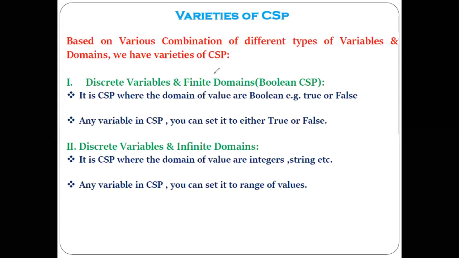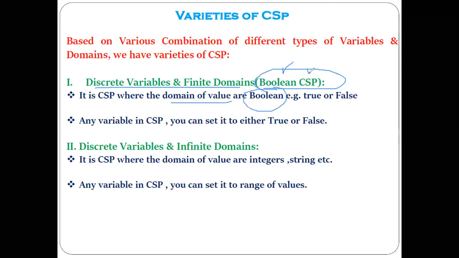Number of times we have already discussed what is meant by the variables and the domains. Based on that, the first variety of CSP, constraint satisfaction problem, is the discrete variable and the finite domain. The discrete variable and the finite domain is also called the Boolean CSP. Why is it called the Boolean CSP? Because here the values of the domain that we are going to utilize are Boolean.